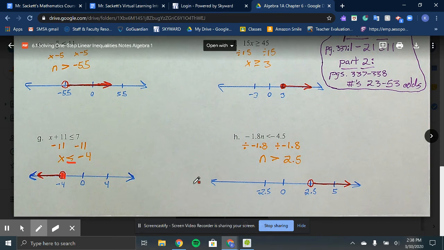And then the last piece here, we have negative 1.8 times n is less than negative 4.5. So in that case, we'll have to flip the inequality, and n is greater than 2.5. So open circle because it's just greater than, and going to the right.